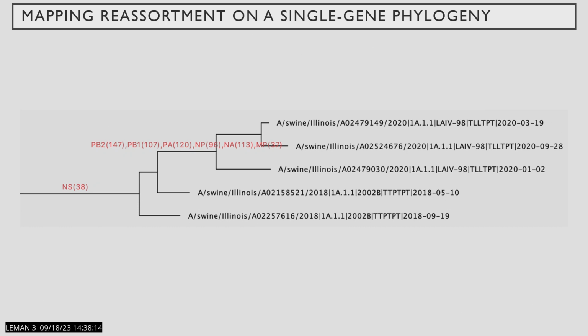And then for this branch, you can see that there was a much more major reassortment event happening with pretty much the entire internal cassette being swapped in, and also the neuraminidase as well. Just looking at those numbers over there, you can see that these are massive changes. And so this is an entirely new genotype.